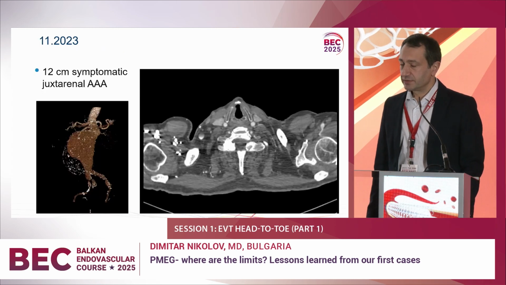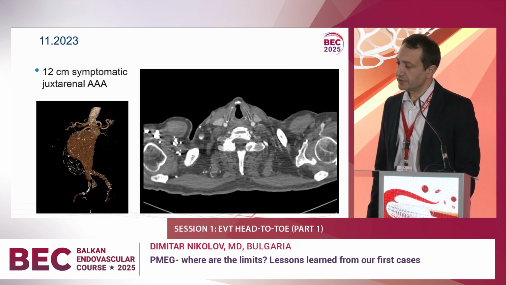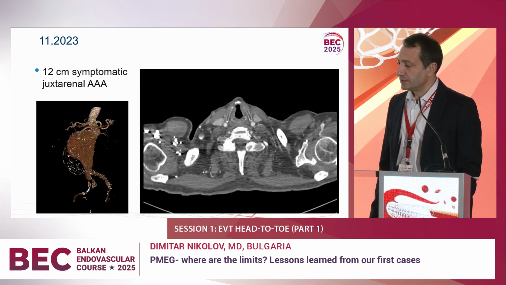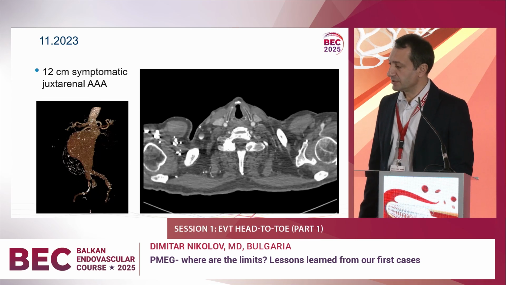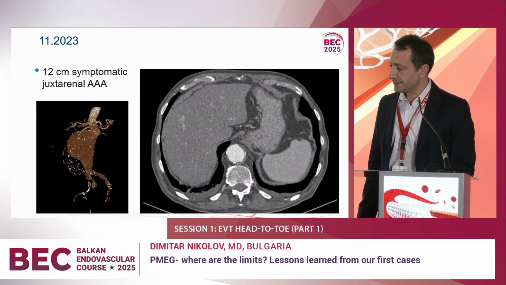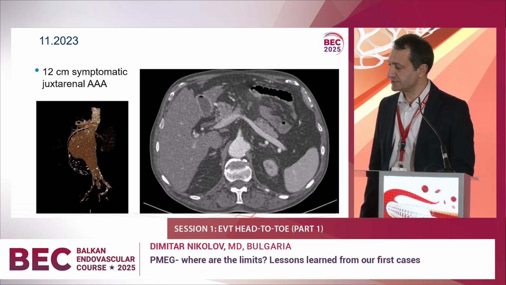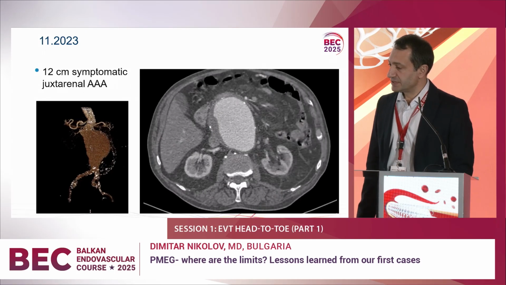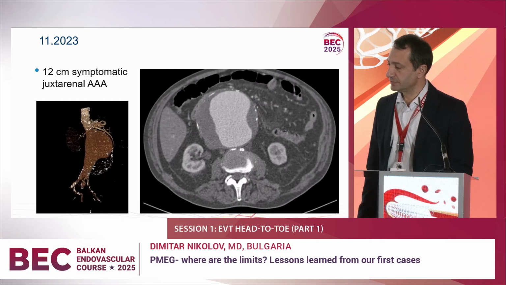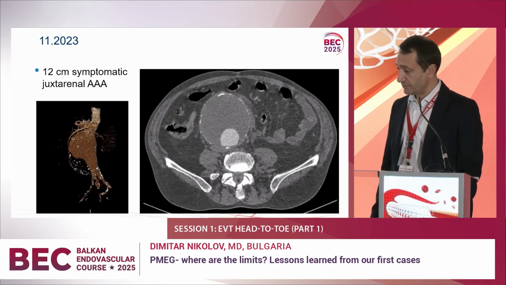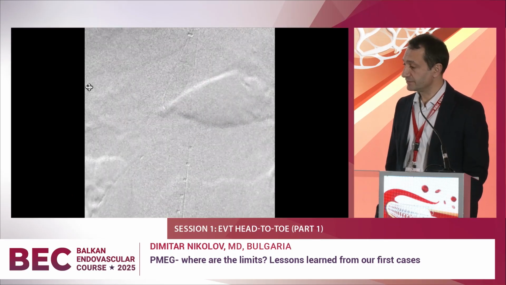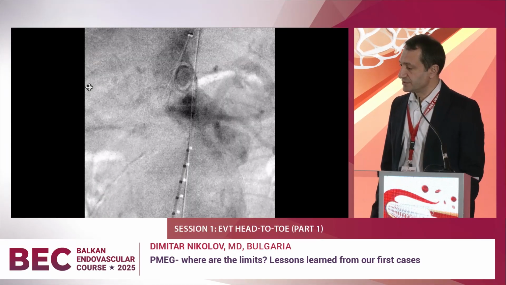We started with easy cases in the beginning, but 1 year later we had to deal with this one, a giant symptomatic juxtarenal aneurysm with huge angulation, in a patient who is 88 years old. You can see what the situation is. We decided to try, because the patient refused any other options, to perform a fenestrated physician-modified graft with 4 fenestrations.